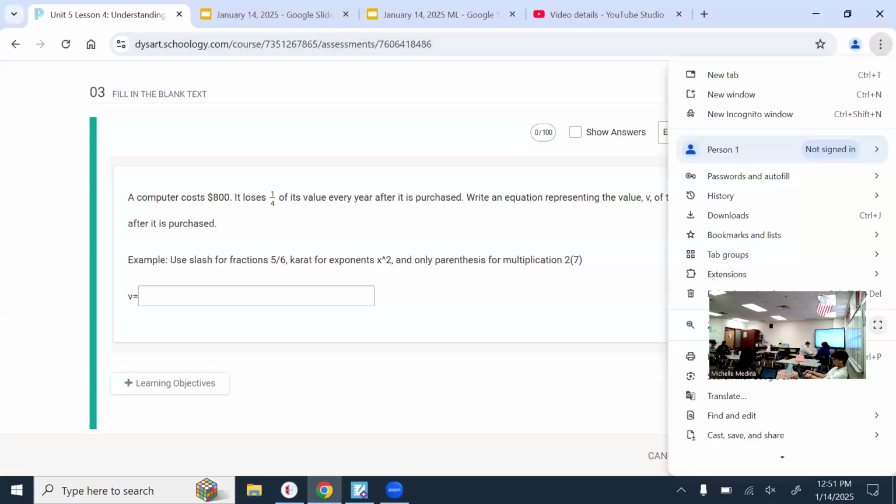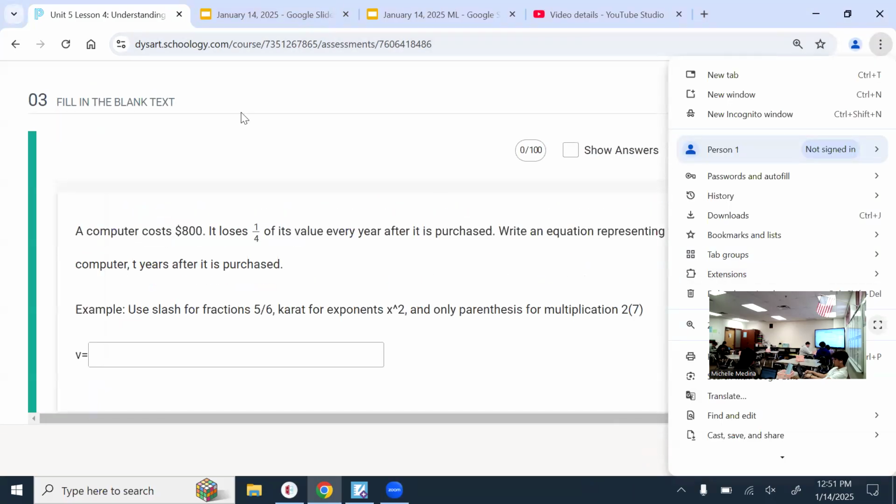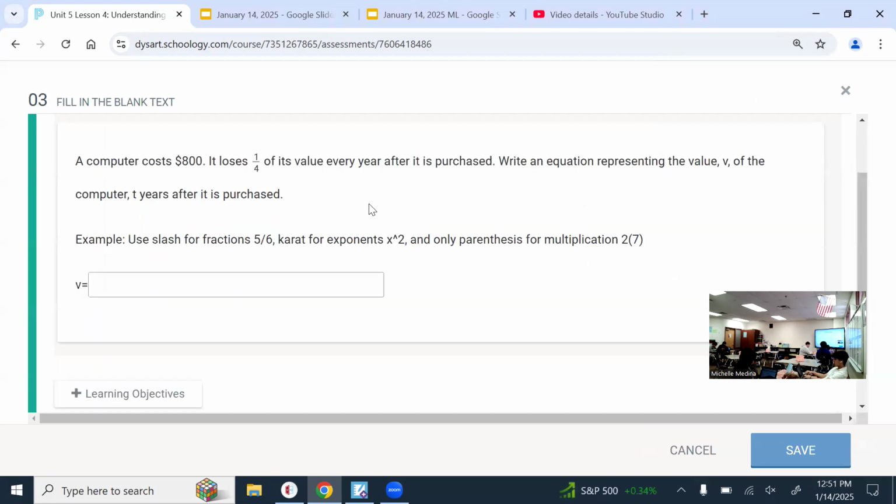Okay, so lesson 4, table 1, or table 6 actually. So we have a computer that costs $800. It loses a fourth of its value every year after its purchase. Write an equation representing the value V of the computer T years after its purchase.